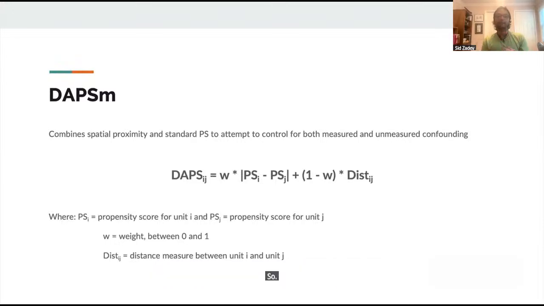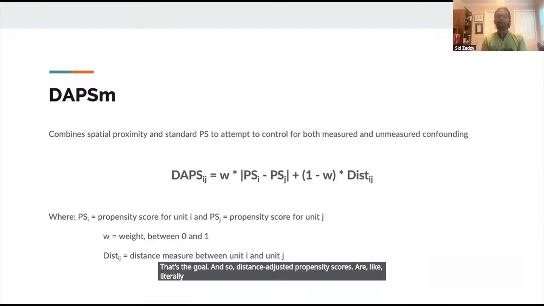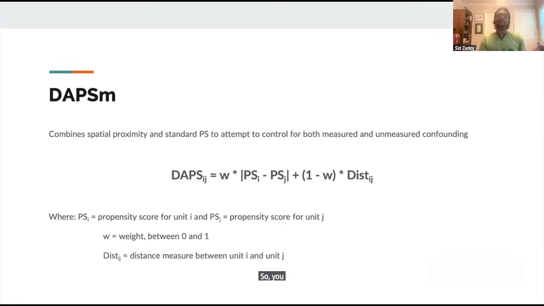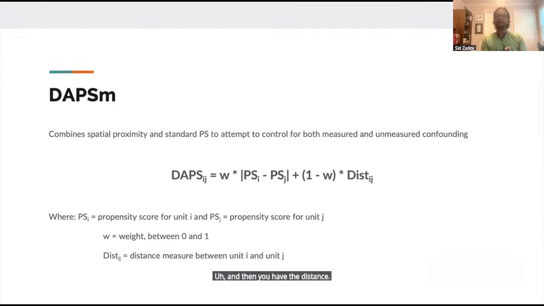So just to recap, we are combining spatial proximity and standard propensity scores so that we can control for both measured confounding and at least some part of the unmeasured confounding. That's the goal. And so distance adjusted propensity scores are literally a sum of those two things. So you have some weighted difference of the propensity scores between two units, let's say unit I and unit J, and then you have the distance between those two units. We'll break down this equation as we go along.